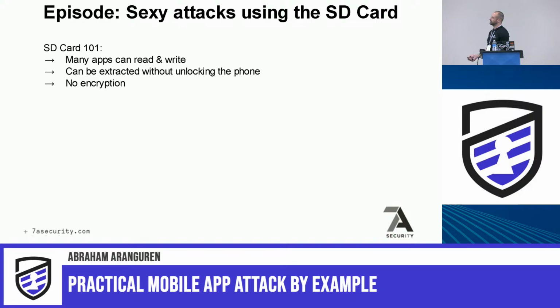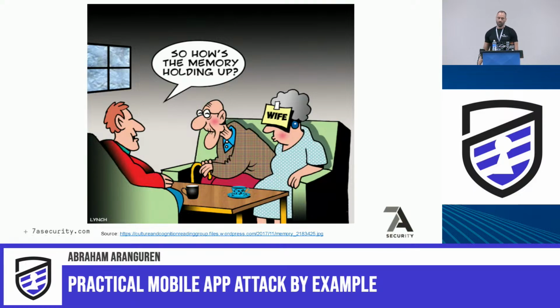So if you save anything sensitive on the SD card, any other app on the device can read it, so this is already bad. But another very bad thing is that it can be extracted without unlocking the device. So if you have an application that saves sensitive data on the SD card and someone loses the phone, or drops it in a toilet or whatever, and someone extracts the SD card from this phone, they can plug the SD card into a computer, and then they can read everything. There's also no encryption by default on the SD card. So this is why it's bad.